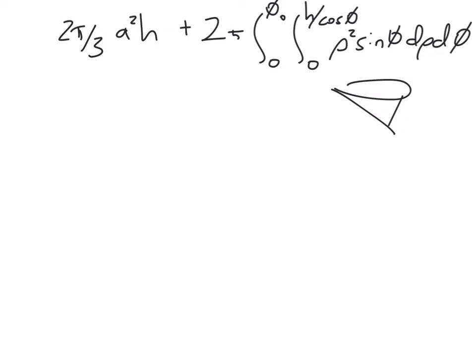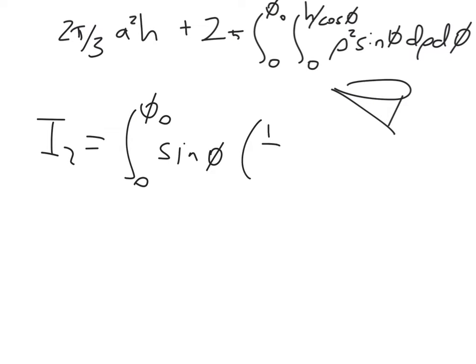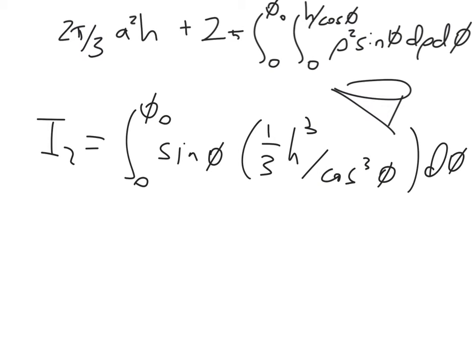Now it's time for the integral of our cone piece. The d theta part just contributed to 2 pi. And so we integrate with respect to rho first, and let's just focus on I2. So I2 is the integral from 0 to phi naught of sine phi times 1/3 rho cubed. And so when we plug in the endpoints, that becomes h cubed over cosine cubed phi. And this is going to get integrated d phi. And so, skip the 2 pi out front, can't forget that.